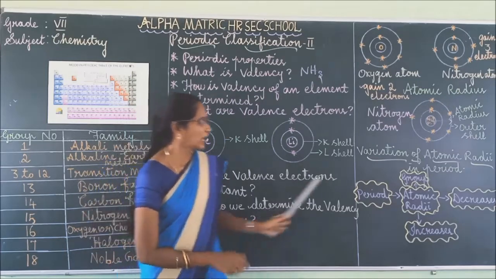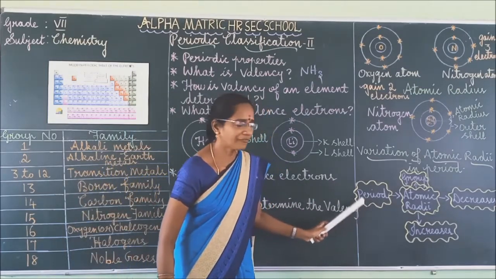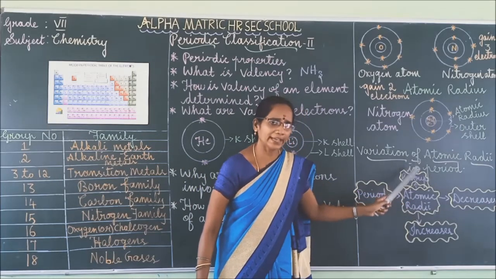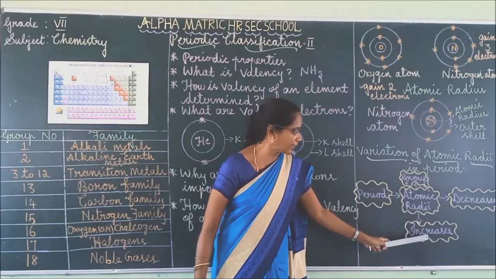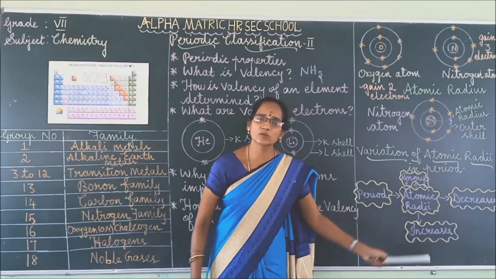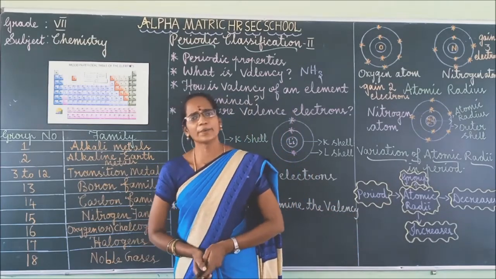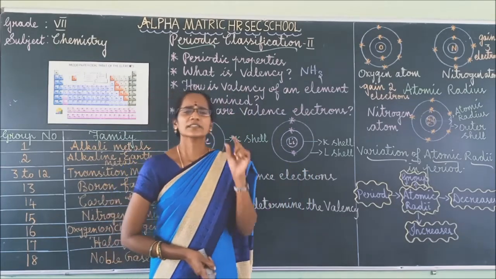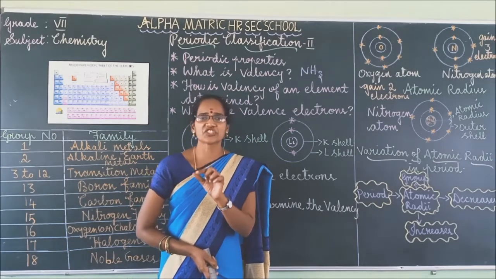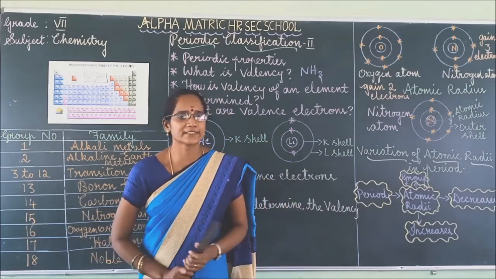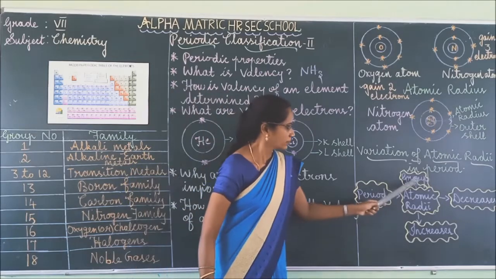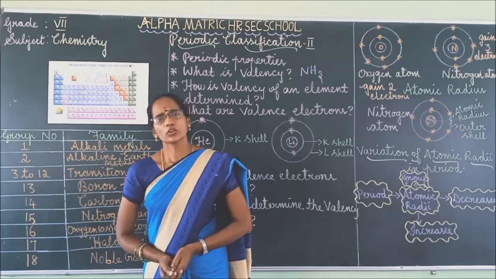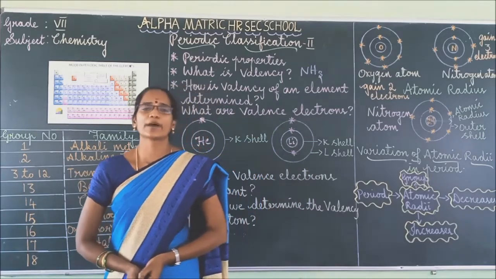That is why along the period from left to right, atomic radii decreases, whereas from group top to bottom, atomic radii increases. Why? Because here the shell number increases. As the shell number increases, the distance between the valence shell and the nucleus increases. That is why group wise atomic radius increases. So you have to keep all these points in mind, children.